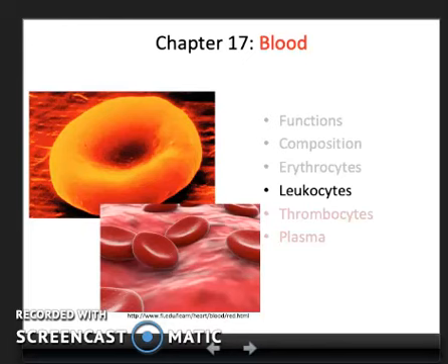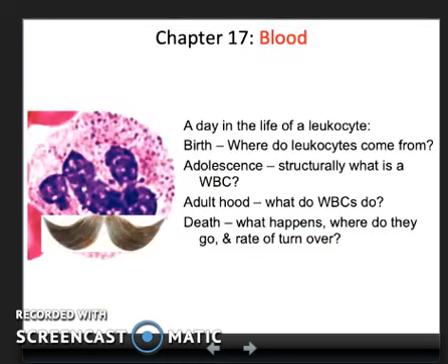This segment of video or lecture will be on leukocytes, or the white blood cells. So let's talk about those, and again we'll be going through a day in the life of a leukocyte: where leukocytes come from as birth, then adolescence, structurally what is a white blood cell or leukocyte, and then into adulthood, what do they do, and then death, what happens, where do they go, and rate of turnover.